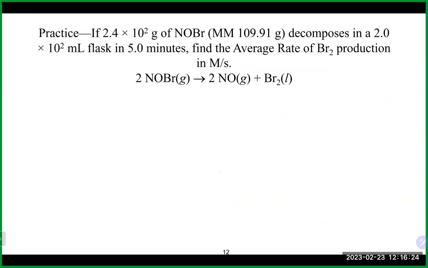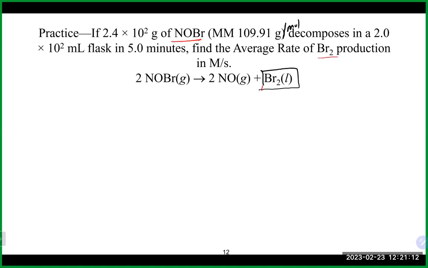Okay. Let's take a look at another one here. If you have 2.4 times 10 to the 2 grams of NOBr, the molar mass is 109.91 grams per mole. The mole there, that's up there. It decomposes in a 2 times 10 to the 2 milliliter flask in 5 minutes. Find the average rate of Br2 production in molarity per second. So we really want to know how much of this is being produced per second.